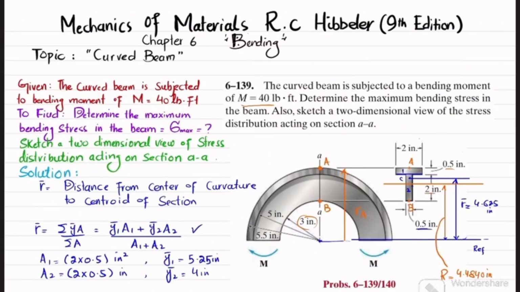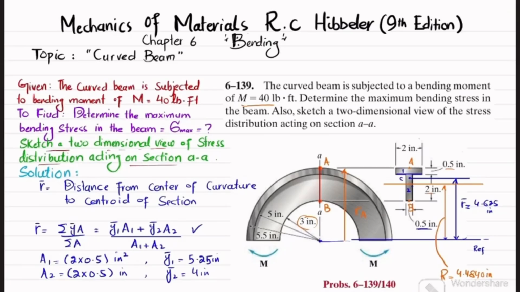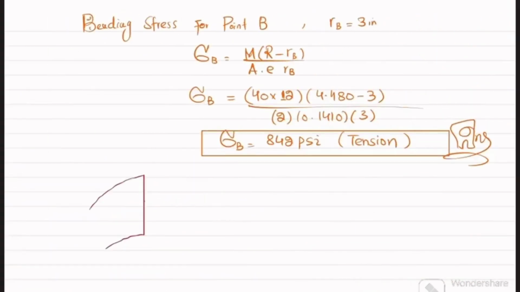Now in the second part, it is given that we sketch the two-dimensional view of the stress distribution acting on section AA. So this is section AA. I will take this section AA, and you can see the rest of the portion will be like this. We again know that capital R is the distance from the center of curvature to the neutral axis, which is 4.480. So let this be your 4.480. This is the location of the neutral axis. Clear?